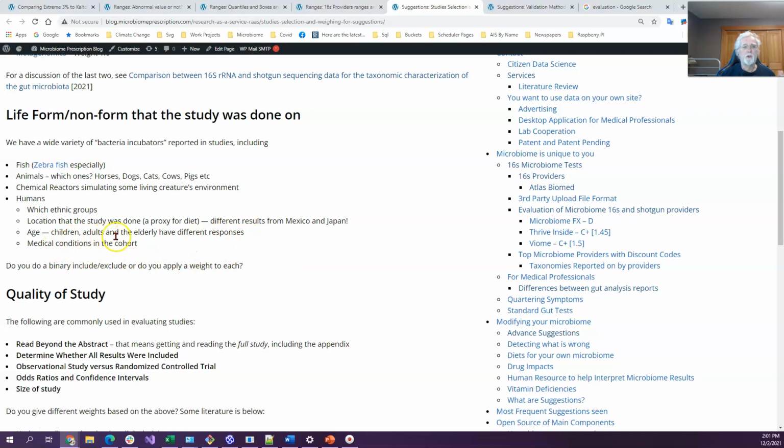Age. We know that children, adults, and elderly often have different responses. For a child, it may increase the bacteria. For an elderly, it may decrease the bacteria. So that's another factor to come in.